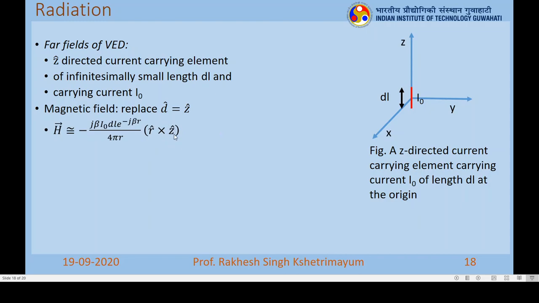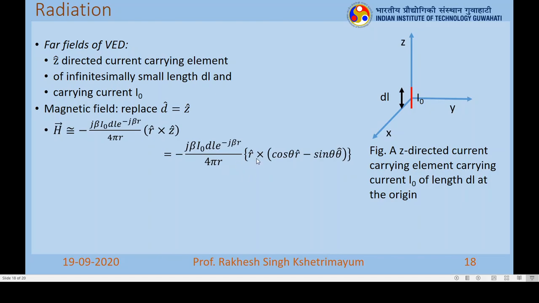So now I want to analyze this in the spherical coordinate system because it's easier to find the fields in the spherical coordinate system and it's more convenient. So I want to replace the Cartesian coordinate unit vector z hat. I use the coordinate transformation. I can replace this by cos theta r hat minus sin theta theta hat. We have already done the derivation in the previous slide.